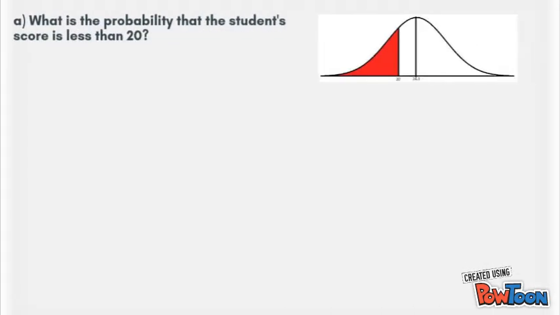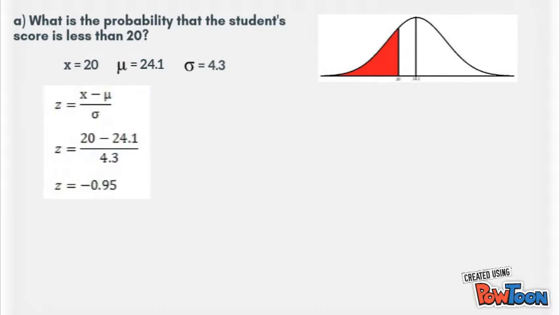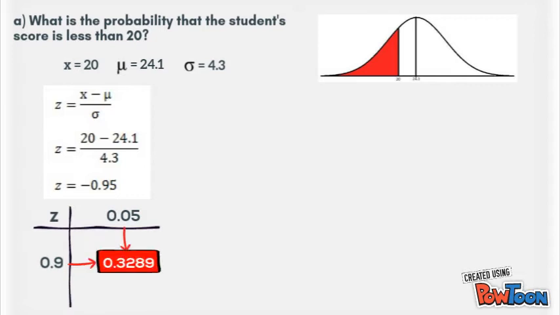To find the probability, we need the normal random variable, which is 20, the mean, which is 24.1, and the standard deviation, which is 4.3. Substitute these values into the z-score formula and we get negative 0.95. If we look for the intersection of 0.9 and 0.05 in the table, we find 0.3289, which is the area from the mean to the z-score.